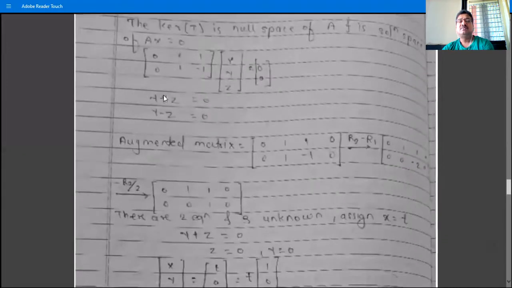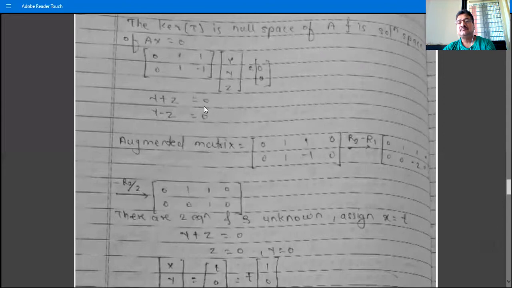So we have the system y plus z is equal to 0, y minus z is equal to 0. Now we have to find the solution of this system by using the Gauss elimination method. From the augmented matrix, the coefficients of x, y, z are 0 1 1, and then 0 1 minus 1, and 0 0 is the matrix B. There are three variables.